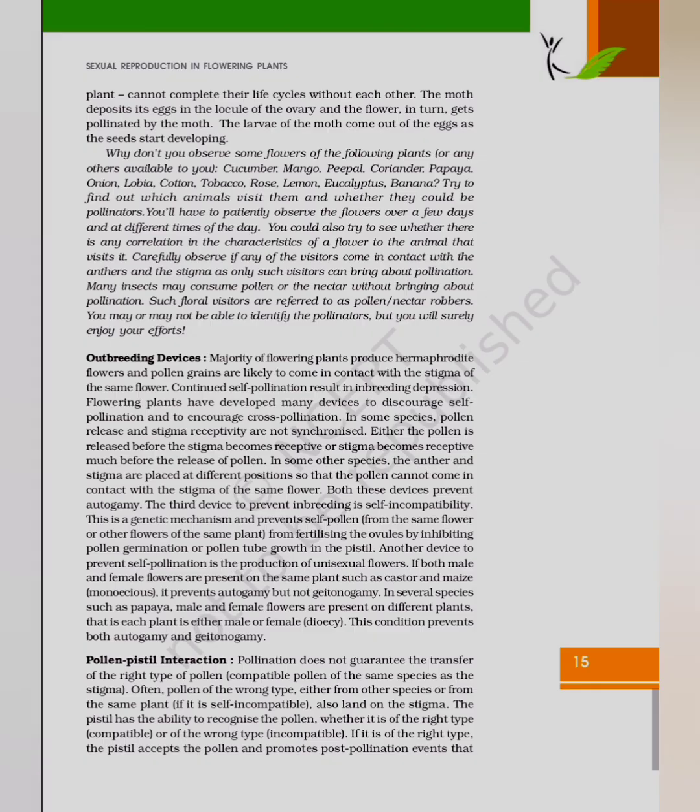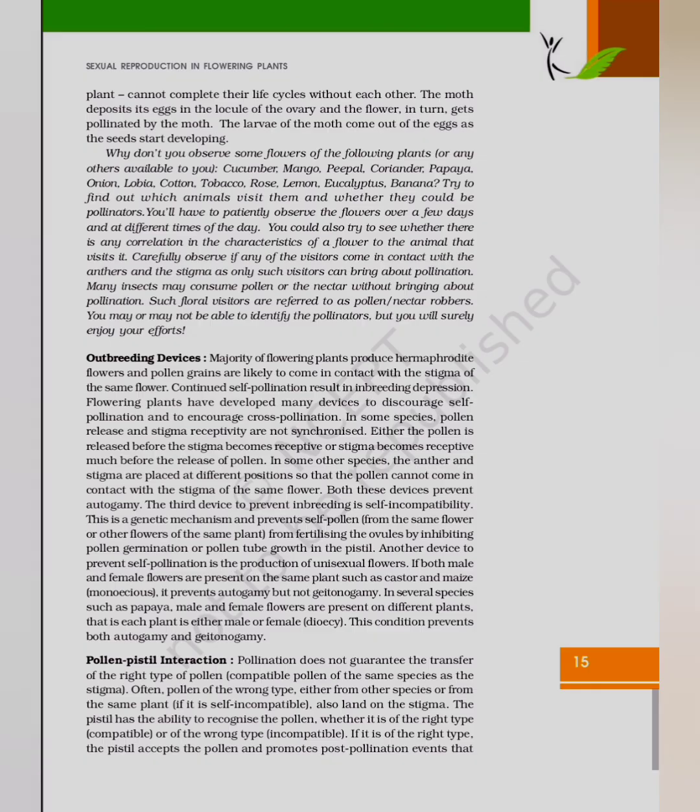In some other species, the anther and stigma are placed at different positions so that the pollen cannot come in contact with the stigma of the same flower. Both these devices prevent autogamy. The third device to prevent inbreeding is self-incompatibility. This is a genetic mechanism and prevents self-pollen, from the same flower or other flowers of the same plant, from fertilizing the ovule by inhibiting pollen germination or pollen tube growth in the pistil.